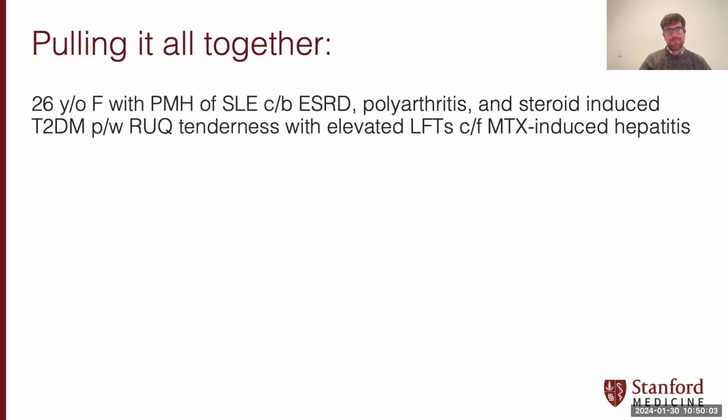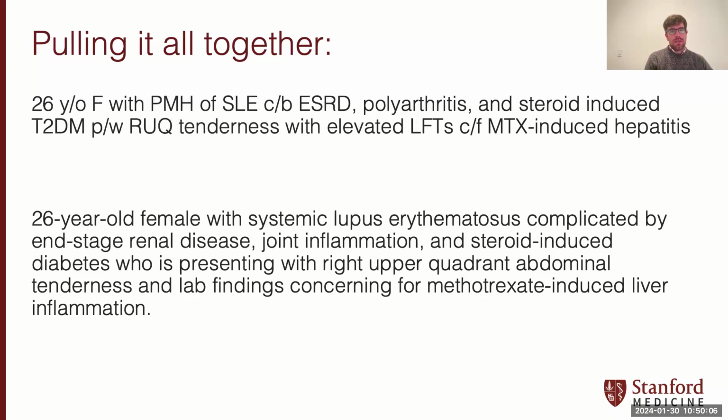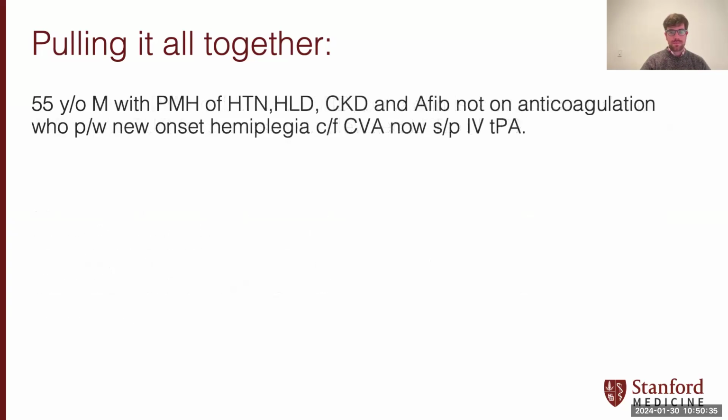So this is a 26-year-old female. She has lupus that's severe enough that it caused end-stage renal disease, which is basically kidney disease that requires dialysis, severe joint inflammation, and then also steroid-induced diabetes, presenting with right upper quadrant abdominal tenderness, and lab findings concerning for methotrexate-induced liver inflammation. So sort of pulling all those things together. For the next one, I'm seeing them start to trickle in. And yeah, so these are all exactly right.